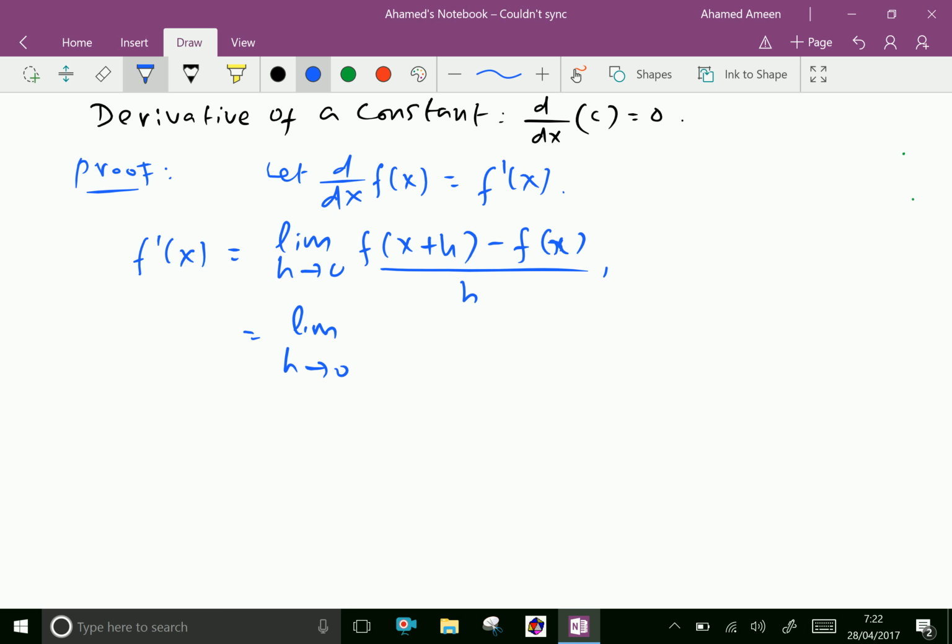limit h tends to 0, f of x plus h is here c, as well as f of x is also c, that is minus c over h, which is equal to limit h tends to 0, c minus c, that is 0, over h, gives limit h tends to 0 of 0, which is 0.